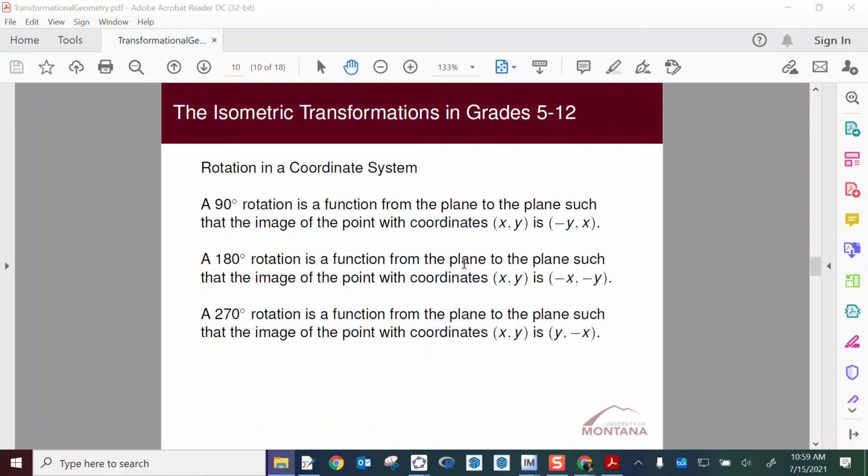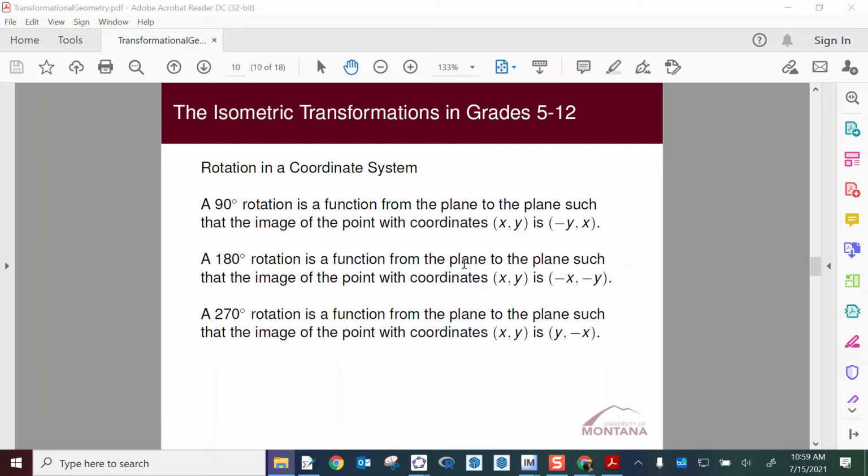So three different Cartesian maps for 90, 180, and 270 degree rotations. Turns out that if we rotate by 90, the image of the point whose coordinates are x comma y is negative y comma x. The way I try to think about this is that if you're rotating the plane 90 degrees, then x becomes y and y becomes x, if you just literally rotate the Cartesian plane. So that's one way to think about why x and y switch.